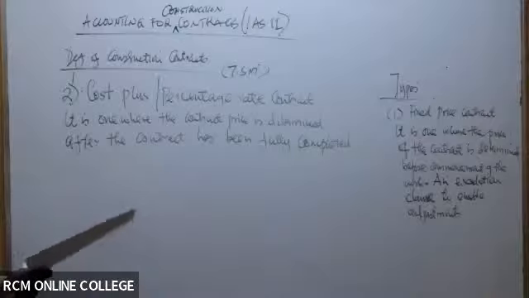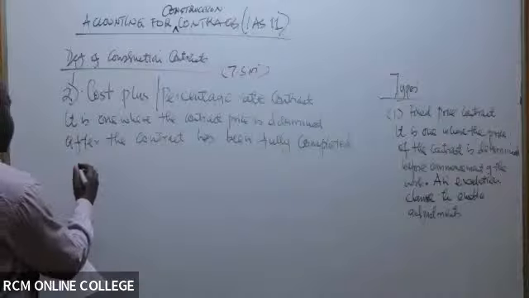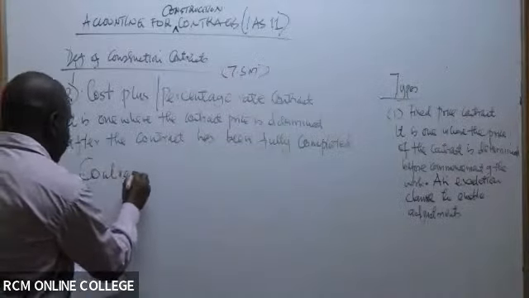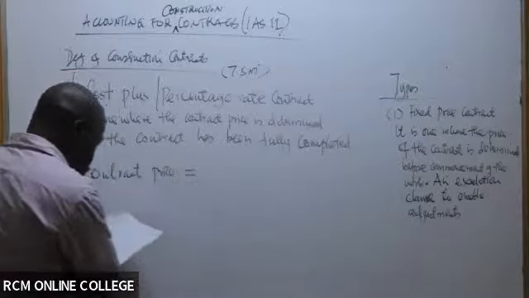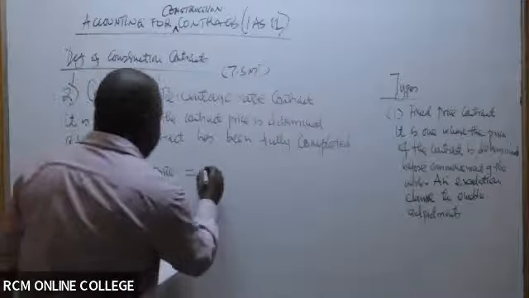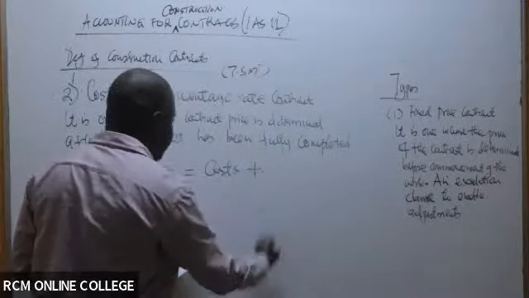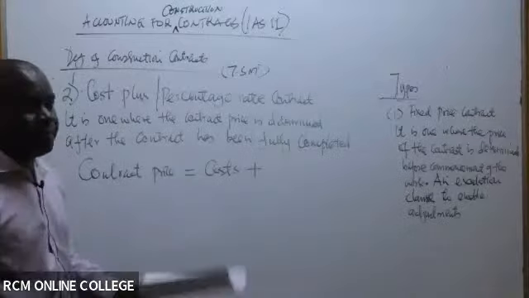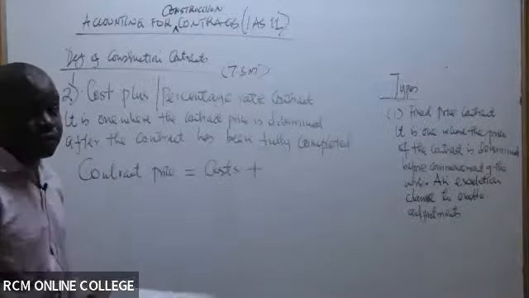So in this case, for us to know how the contract price will be determined here, the contract price will be equal to the costs that were incurred, and you add on it. You as a contractor, there are those costs you incurred. It could be labor, so in this case, you actually assume all the risks as the contractor.